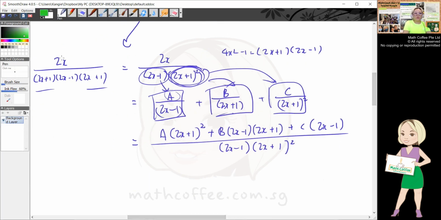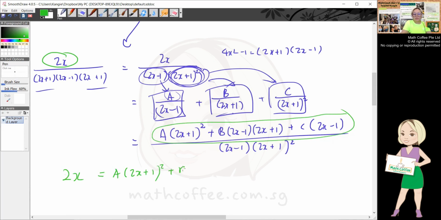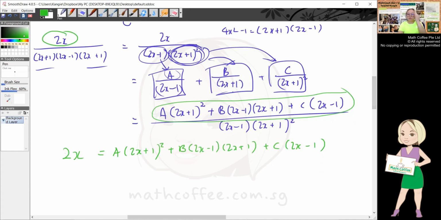Then you will have, oh, so this one equals this whole thing. So you will say 2x equals a(2x+1)^2 + b(2x-1)(2x+1) + c(2x-1). Then you say, wow, so long, how to solve? Okay, this one I will not advise you to use expansion and comparing coefficients, because the right-hand side, I think I will faint. So you use suitable values.